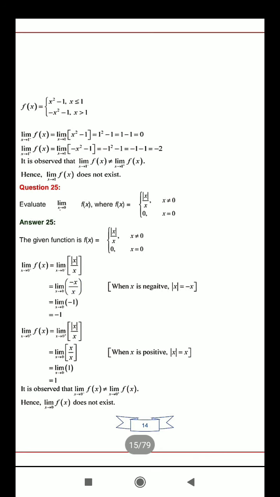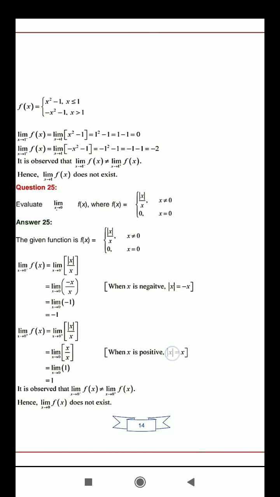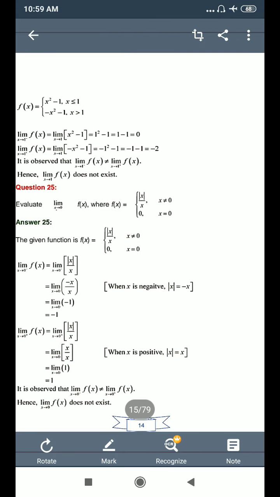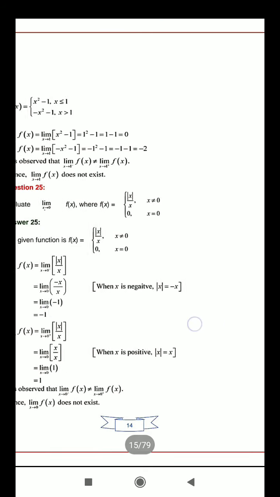When we calculate the right hand limit, we'll write limit x tends to 0 plus f(x). 0 plus means x is greater than 0. When x is greater than 0, modulus of x is equal to x only. So we'll write it as x upon x, so that would be equal to plus 1. So in this case also left hand limit is not equal to right hand limit, as left hand limit is minus 1 and right hand limit is plus 1. So the limit does not exist.